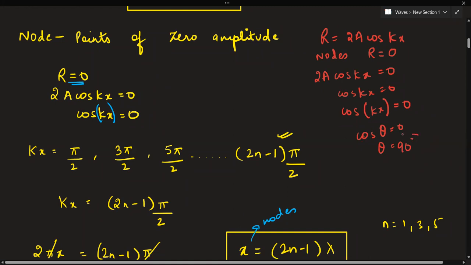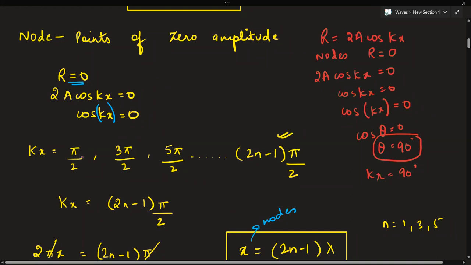So if I say theta will be 90. See, here we didn't have theta. What was the angle? Kx was the angle. So this kx is coming out to be 90. Theta is nothing here; we took theta like that just to simplify and understand what it was. Ultimately, this kx is coming out to be 90 degrees. It means kx is equal to pi by 2.